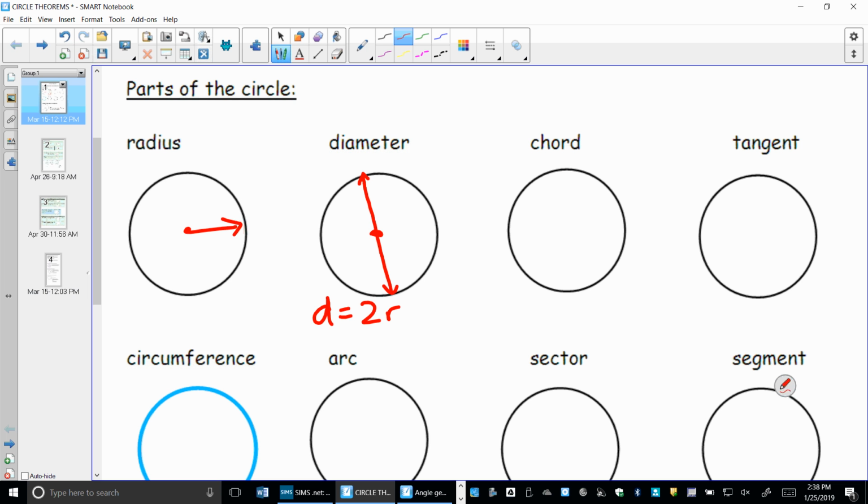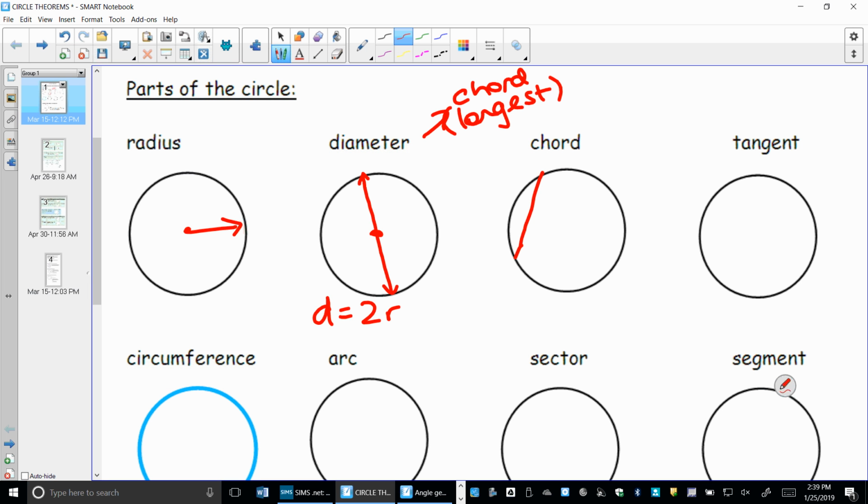I know what a chord is. A chord? What's a chord? Yeah, it's a line that cuts through the circle from one side of the circumference to the other, which means that the diameter is a chord. Yes, do you all see that? So if the description is from one side of the circumference to another, then it means that diameter is a chord. It's a special chord, it's the longest chord. Okay, so the diameter is the longest chord.